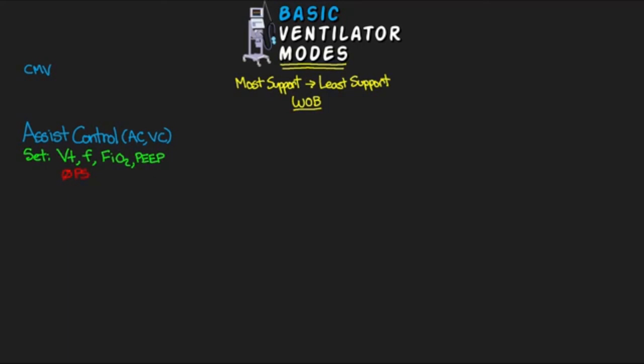Where assist control comes in is this actually will take into account the patient trying to take their own breath. So what happens here in assist control is if a patient attempts to take their own breath, this is what we call a spontaneous breath, the vent is going to recognize this breath, but it's going to deliver the full set tidal volume. So the vent is either going to deliver a breath to the patient when it's time, or if the patient tries to initiate their own breath, the vent is going to recognize it, but say, I know you want a breath, here, have the full breath.